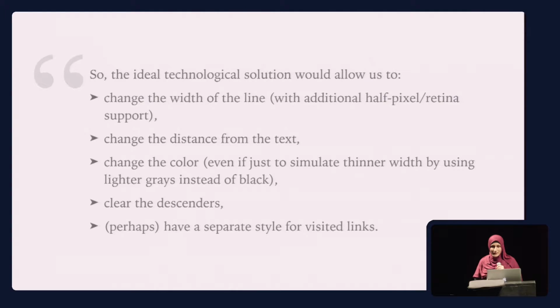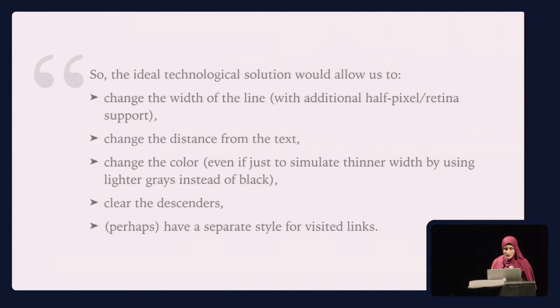Okay? So he said that the ideal underlines would have these properties. We should be able to change the width of the line. We should be able to change the distance from the text if you want it to be up more or push it down. Change the color, maybe if you want the text to be black, but the underline to be blue. We do have that in the magazine as well. We should be able to clear the descenders. We don't want any overlaps. And perhaps have a separate style for visited links as well.